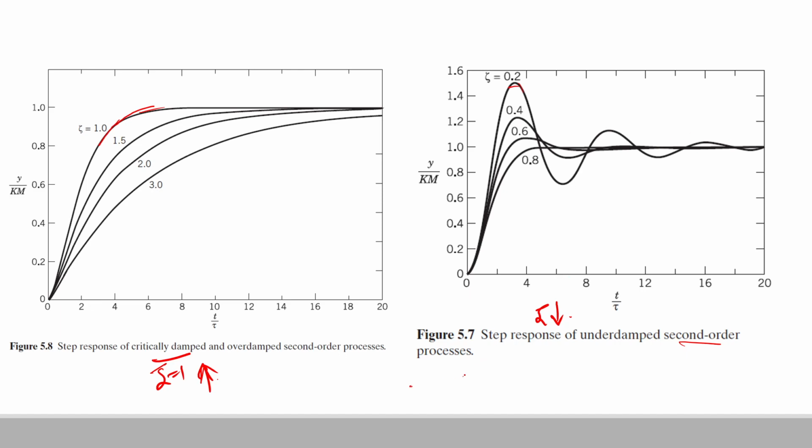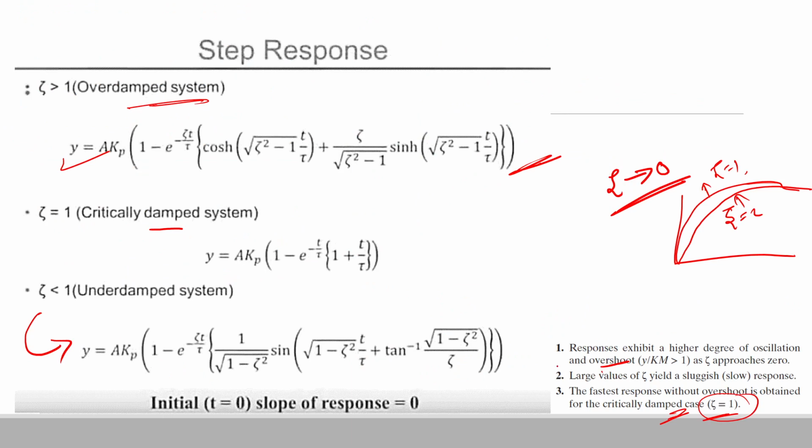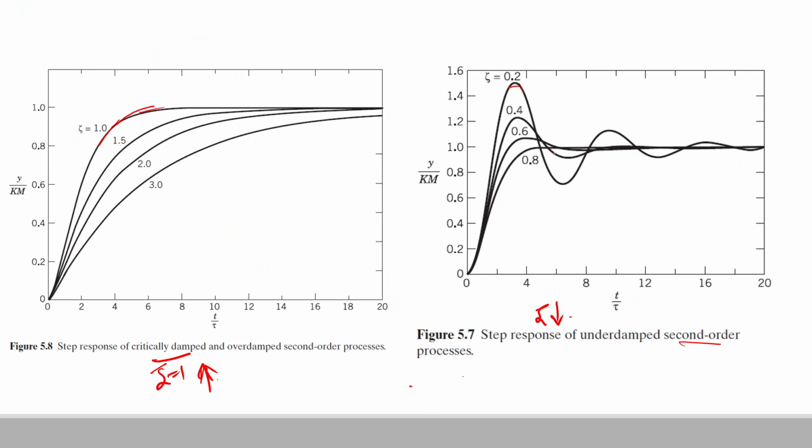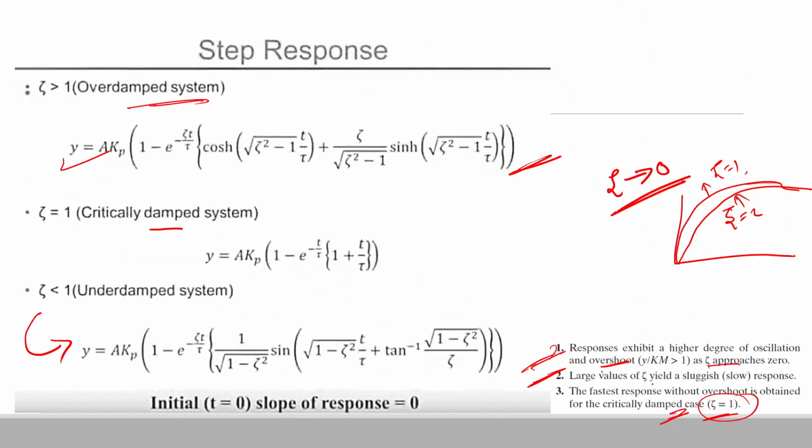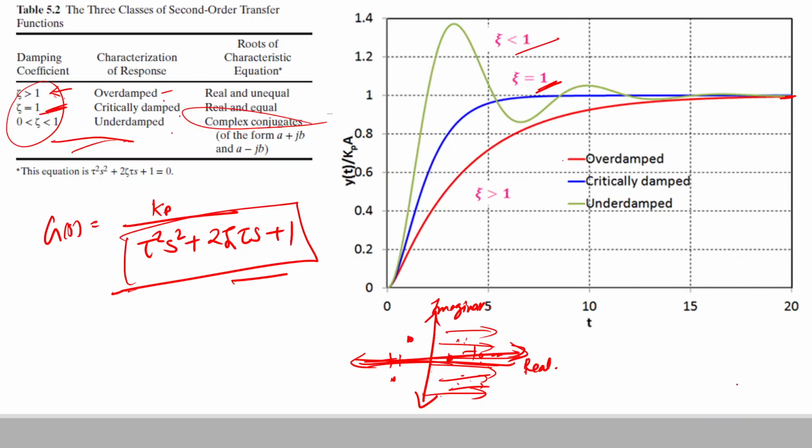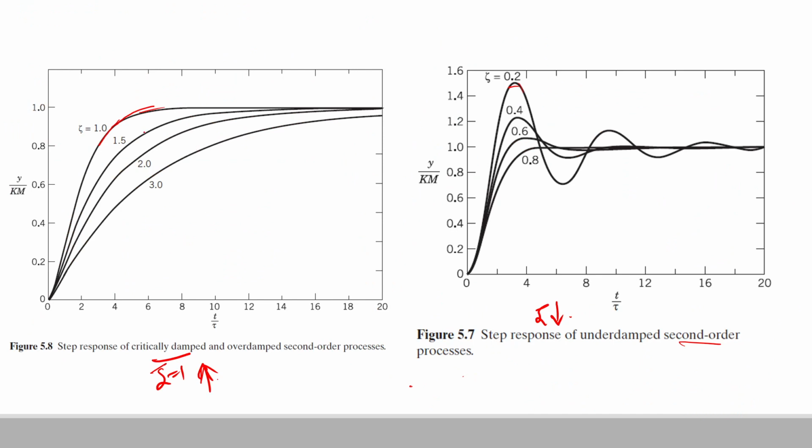So these are the two points that we discussed, and this is also seen from these points. That is, if zeta approaches 0, the degree of oscillation will increase. That is observed from this plot. Similarly, a large value of zeta yields a sluggish response. That is, if we keep on increasing the value of zeta, the response will become more and more sluggish.